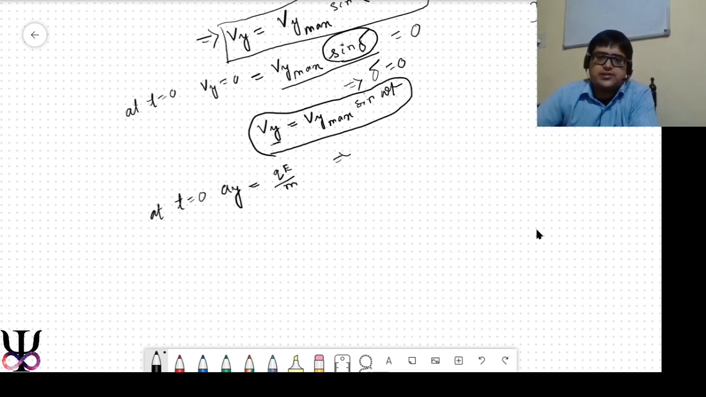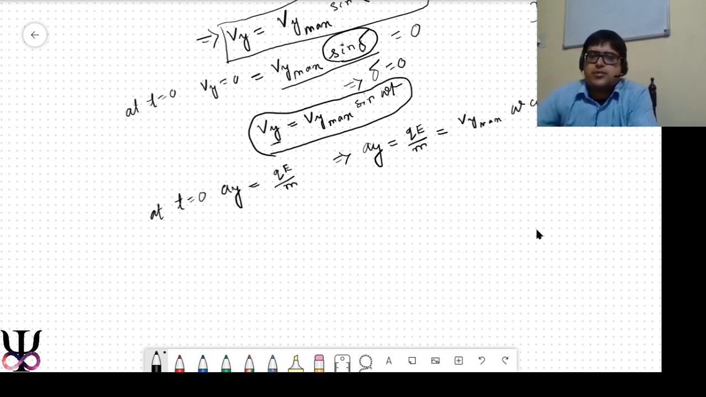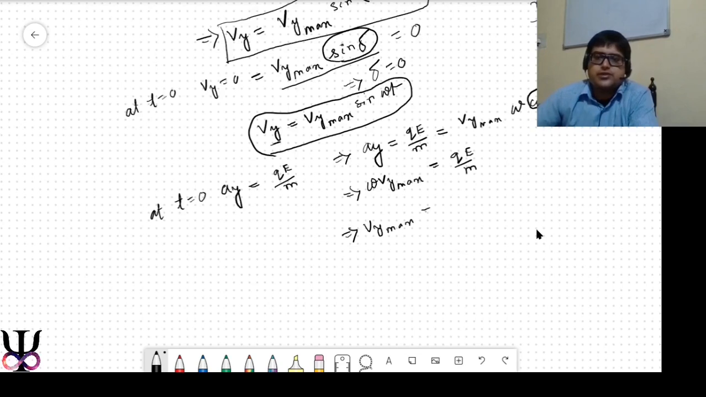You just differentiate it. Differentiating both the sides, you're going to have ay, which is given in the boundary condition as qE by m, is going to be Vy max, and then differentiation of sine of omega t is only going to give you omega cos of omega t. Now, at t equals 0, omega t becomes 0, right? If omega t is 0, cos of omega t becomes what? 1. That means omega times Vy max is qE by m. That gives you Vy max, which is qE upon omega m.